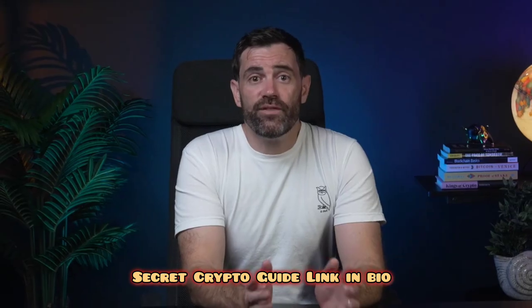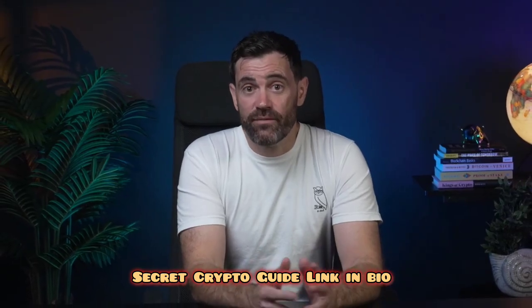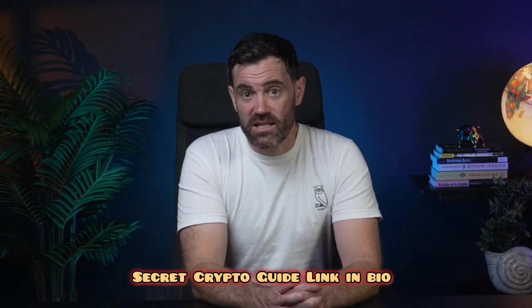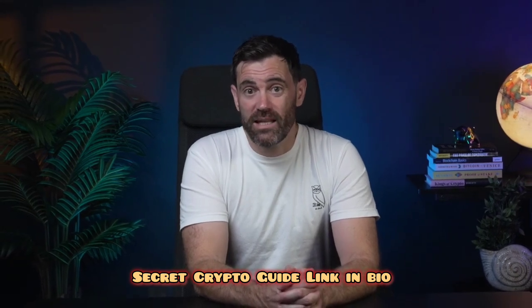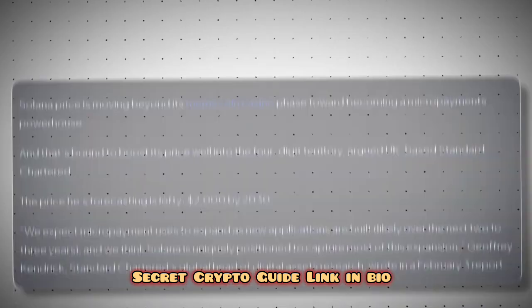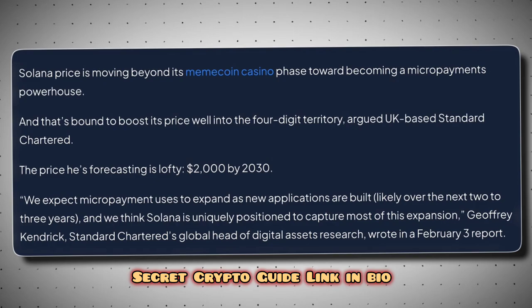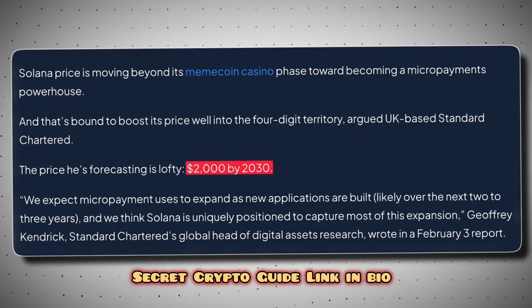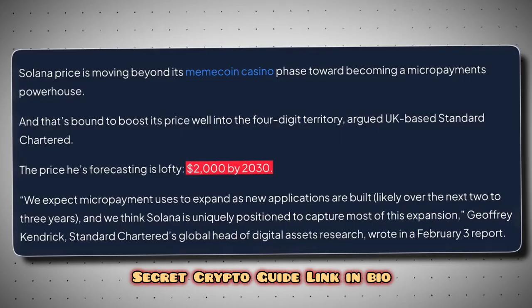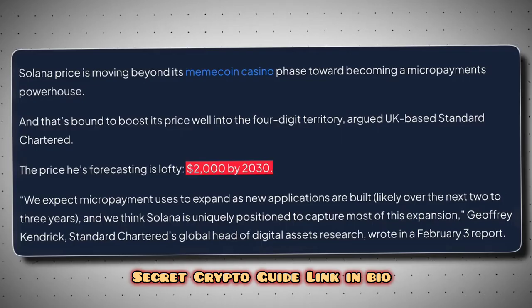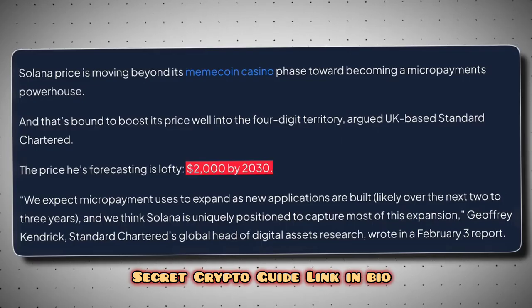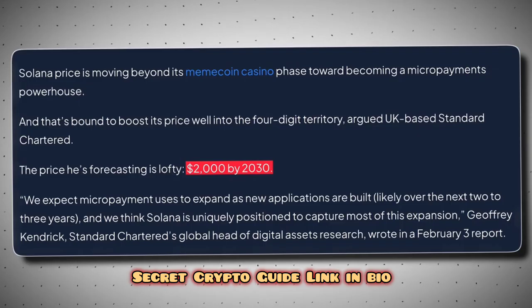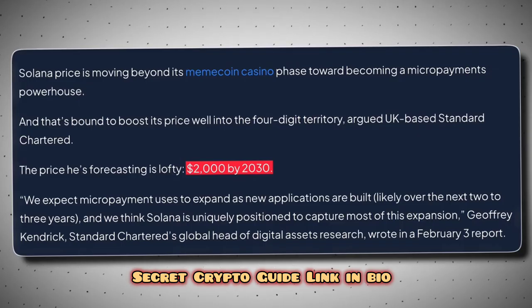Its speed and efficiency have led some analysts to believe that Solana will benefit most as X402 shifts from meme coin mania to serious use cases. And case in point, Standard Chartered recently forecast that SOL could hit $2,000 by 2030, saying that, quote, "We expect micropayment uses to expand as new applications are built, likely over the next 2 to 3 years, and we think Solana is uniquely positioned to capture most of this expansion."